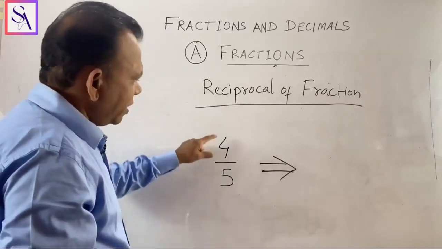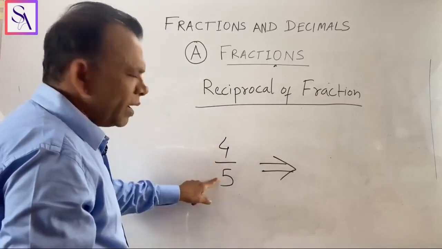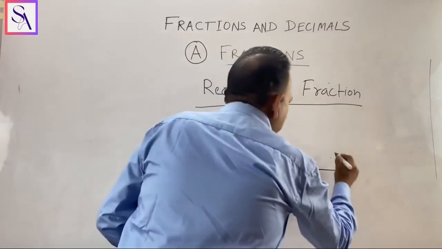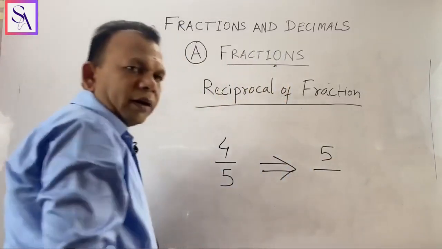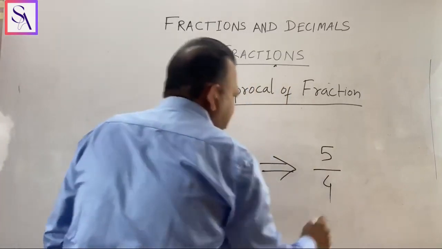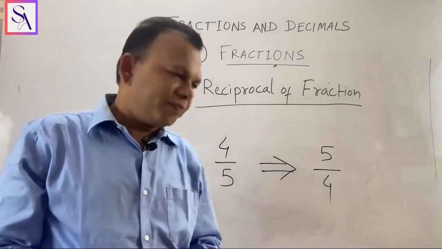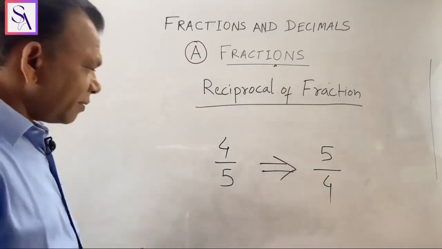Here the numerator is 4, the denominator is 5. So I have to change their positions. I will put 5 as the numerator and 4 as the denominator. This is called the reciprocal of a fraction. Very simple.